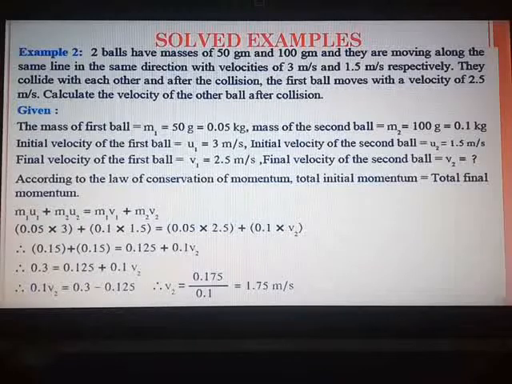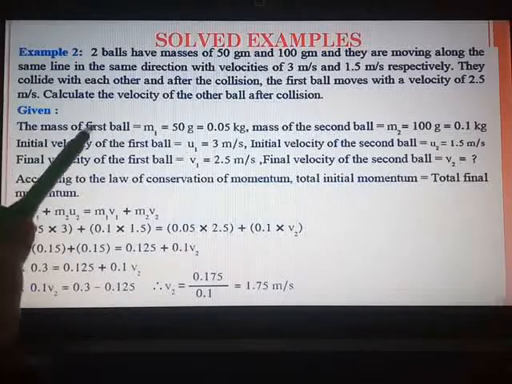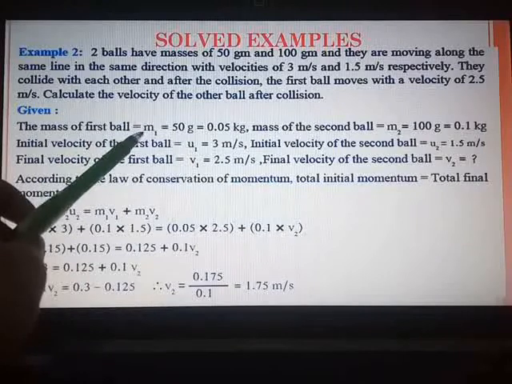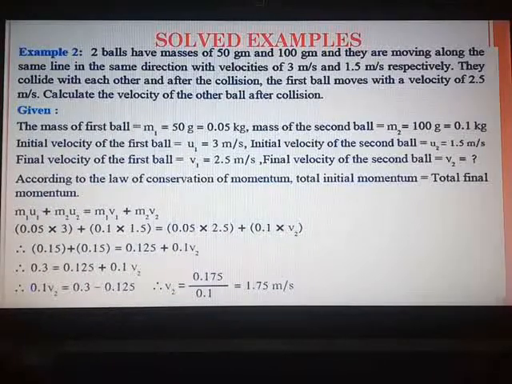Two balls, they were moving along the same line in the same direction with different velocities. They collide with each other, and after the collision first ball changes its velocity to 2.5 meter per second. You have to calculate the velocity of the second ball. First thing, you will write what is given. Mass of the first ball you will take as m1, and for the other ball you will take as m2. Similarly, velocities you will take as u1, u2 and v1, v2.